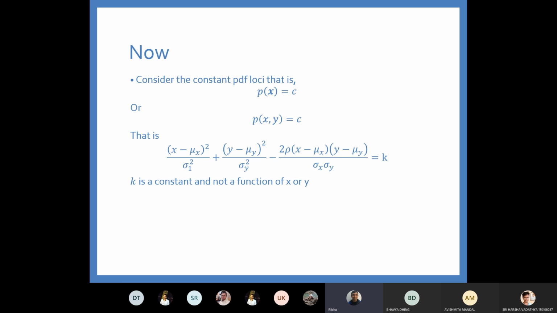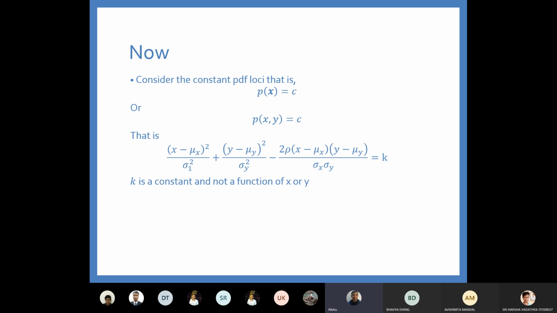And now consider the locus of a point that generates a constant PDF. So let's say we have a vector x. Now we want all the vectors x for which the probability density function has a fixed value, as in here, p(x) equals c. And in order to better visualize this, let's reduce this to a simplified case such that p(x,y) equals c.